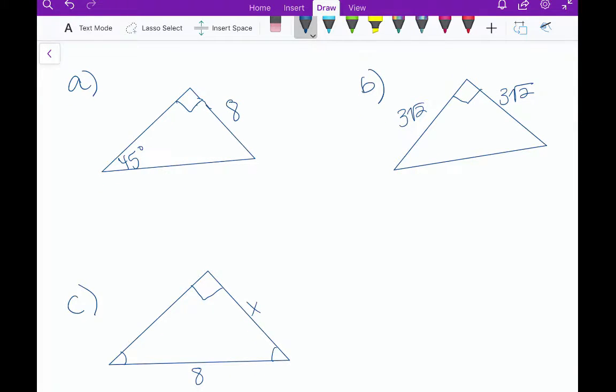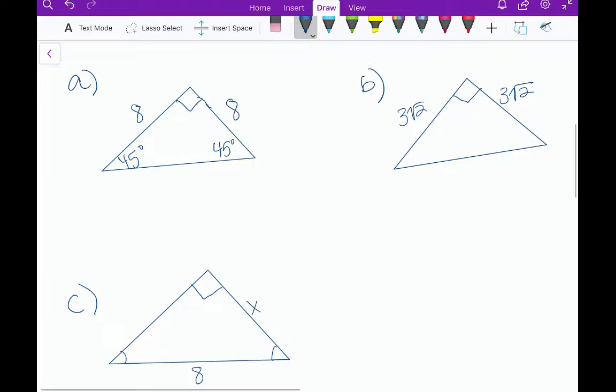Here in example A, I obviously have a 45, 45, 90. Why? Because I know the angles add up to 180, so this must be 45 degrees. I know that the leg is 8. Therefore, I know that the other leg is also going to be 8, and the hypotenuse is going to be 8 times the square root of 2. It's as simple as that. There's nothing you can simplify there, so that would be your answer.